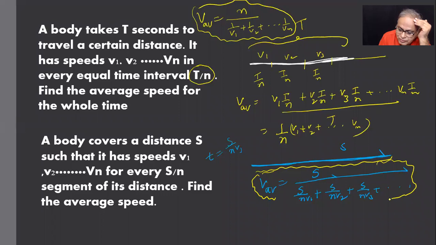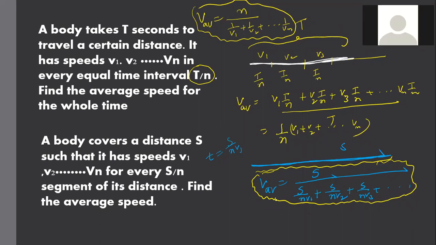I'm waiting for you to say something. Half the distance, 1/3 distance, did we not do? Yes, sir. Only we made it S by N, that's all. Tanishka, are you there? Tanishka. Yes, sir.